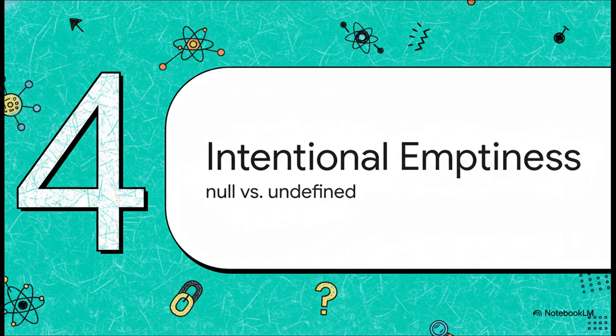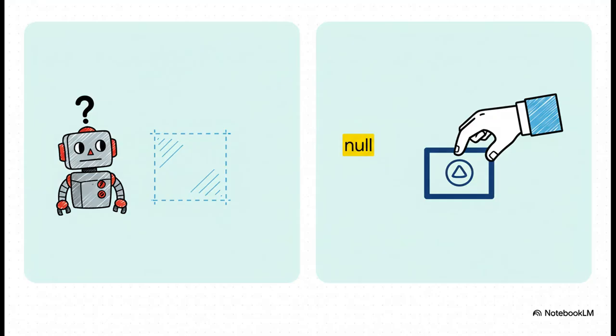Okay, this next part. This is one of the most common points of confusion for anyone learning JavaScript. Both null and undefined seem to mean nothing, but they represent emptiness in very, very different ways. Let's just break this down. Think of undefined as the system's default. It's what JavaScript automatically assigns to a variable that you've declared but haven't given a value to yet. It means a value just hasn't been provided.